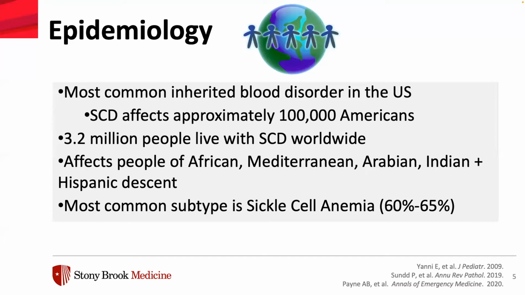So the median life expectancy has increased. In 1979, the median age at death was about 28 years, but in 2017, it increased to 43 years. But we still have a long way to go, and also in helping manage the quality of life that these patients have living with their disease state.